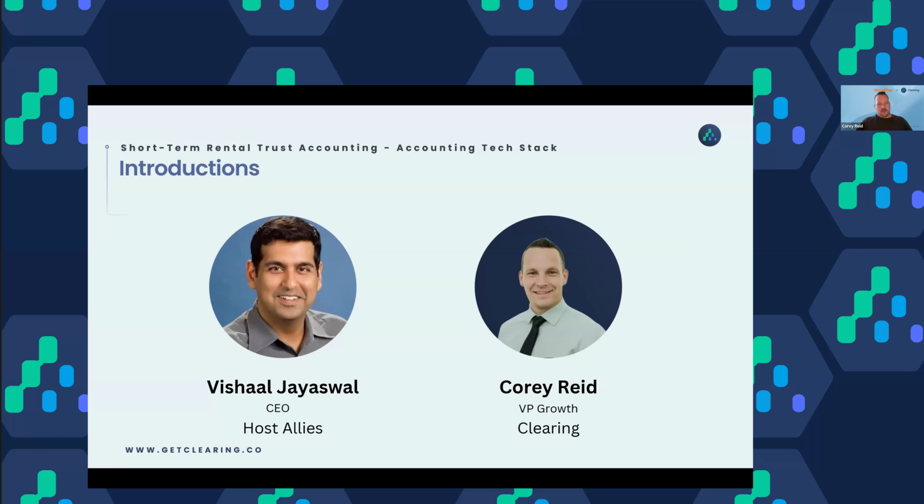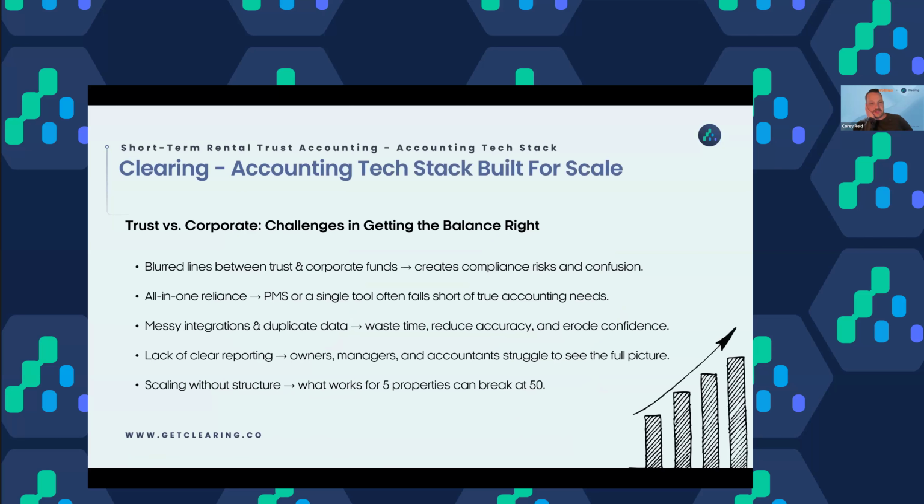Awesome. All right, so switch out to the next slide. I'm just giving a background and overview of what we're going to talk about today. Really, the focus today is building that accounting tech stack that's built for scale, so that you're able to do things right and get the balance right between what is trust and what is operations, and why it's so important to have different separate concerns amongst your books, because at the end of the day, that commingling can be a big issue when you're trying to do your accounting.